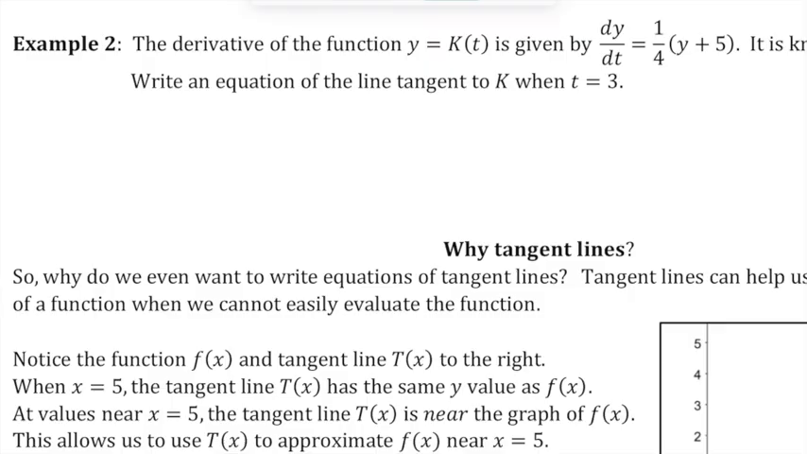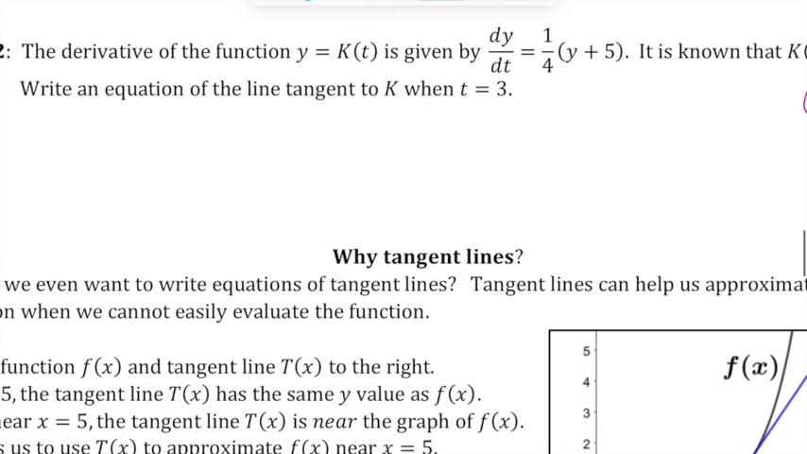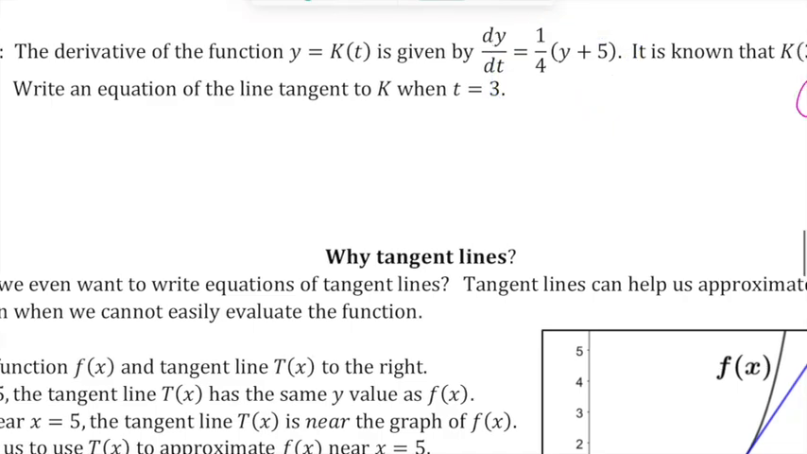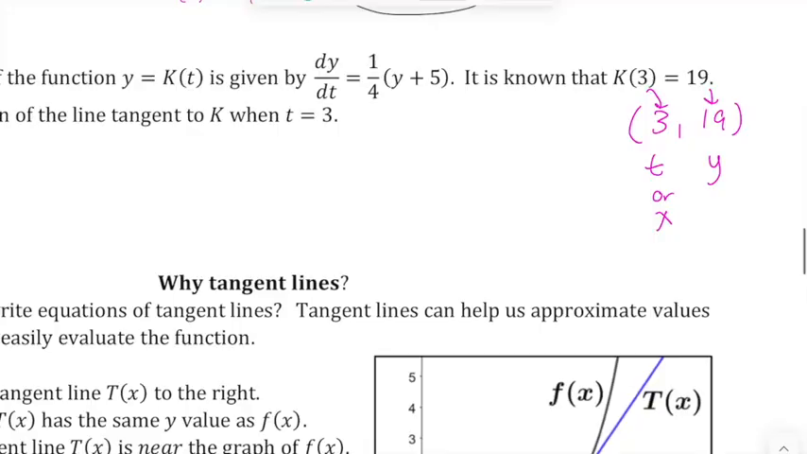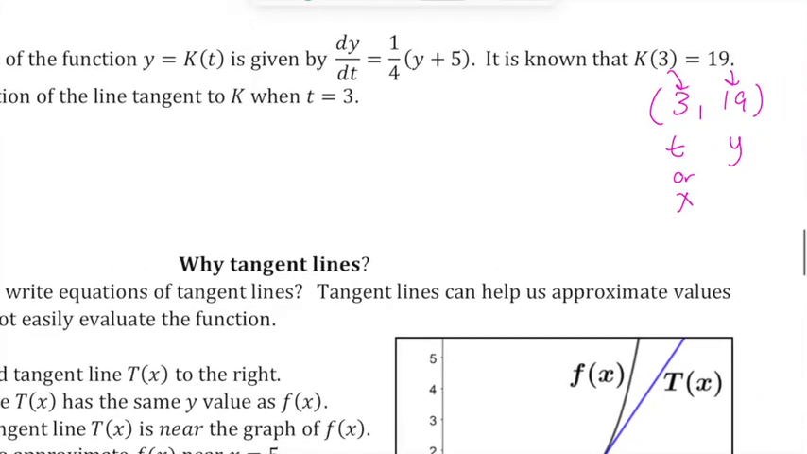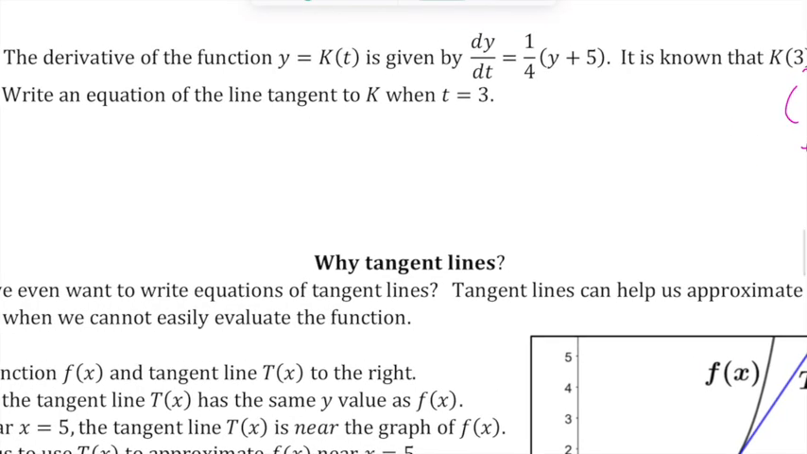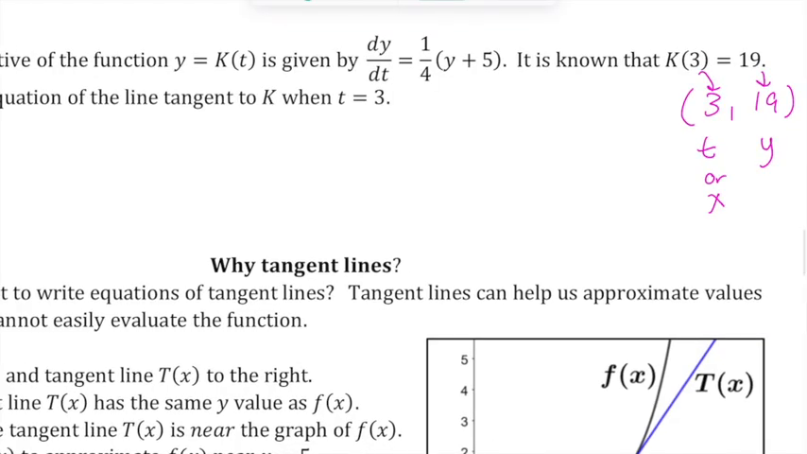Moving on to example 2, it says the derivative of the function y equals k of t is given by dy/dt equal to 1/4 times the quantity y plus 5. It is known that k of 3 is 19, so that gives us our point. Then it says write an equation of the tangent line when t equals 3. So this is your t value and this is your y value; think of these as your x and y. We already have our derivative, so since we have our point, let's figure out the slope.